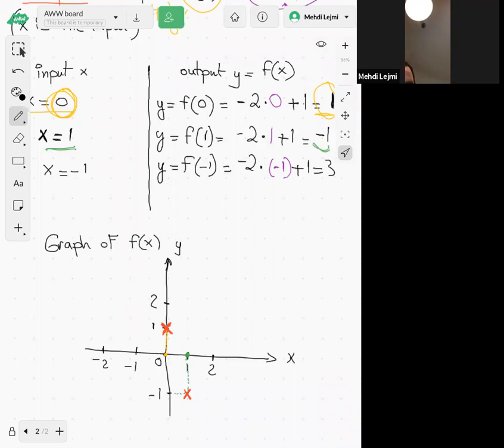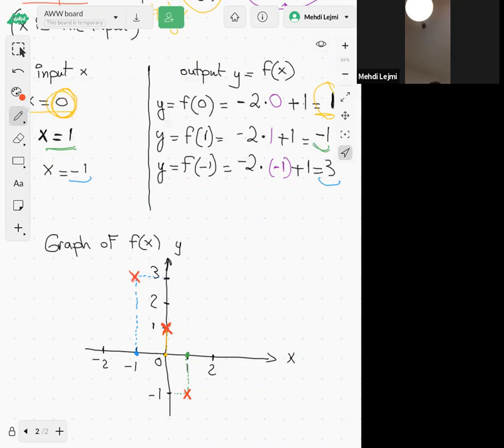So let me just plot it here. What I'm saying is that if x is -1, the output y is +3. So I have to draw my vertical line and go to the height where y is +3. I'm gonna go up because y is positive, and I arrive at the level where y is +3. And so this would be my third point. Is there any question how I plot these points, guys?